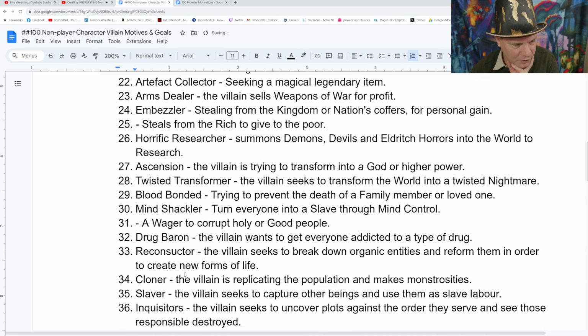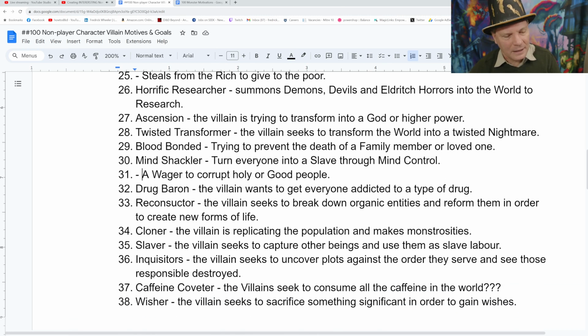Okay, next. Drug Baron, the villain wants to get everyone addicted to a type of drug. Reconstructor, the villain seeks to break down organic entities and reform them in order to create new forms of life. I kind of feel like that's similar to something else. Cloner, the villain is replicating the population and makes monstrosities. Slaver, the villain seeks to capture other beings and use them as slave labor. I think we have something very... Mind Shackler. No, okay, so it's not quite the same.